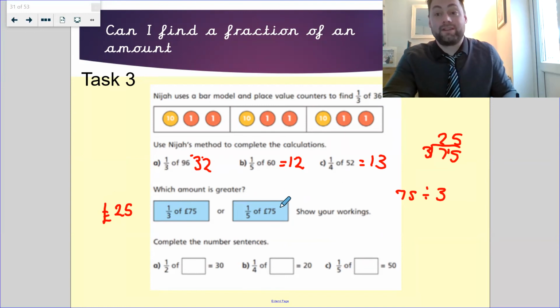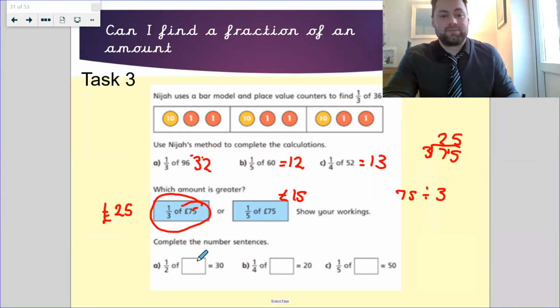Now 1/5, we need to divide this number by 5. Now I know that 12 times 5 is 60. So I'm adding on another 3. So I know that 75 divided by 5 is equal to 15. So this one here is £15. So which one is greater? It's 1/3 of 75.